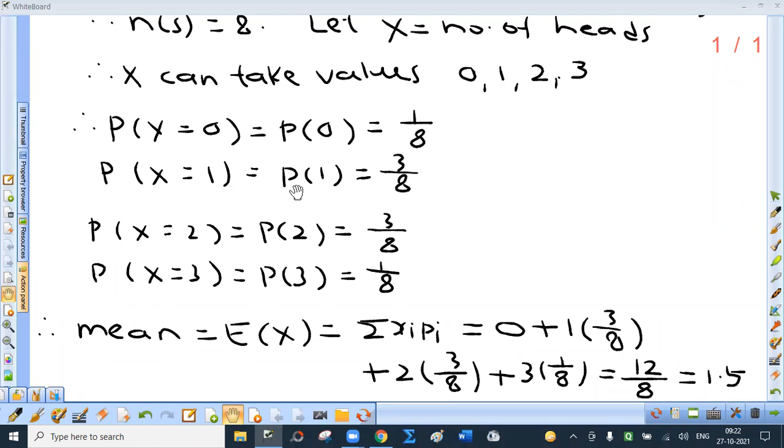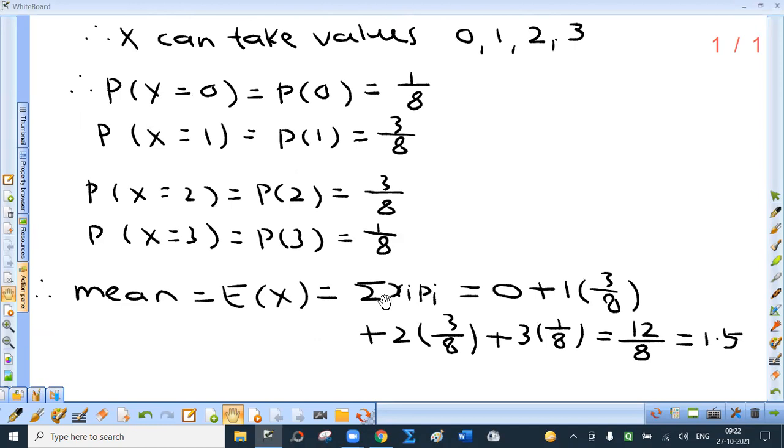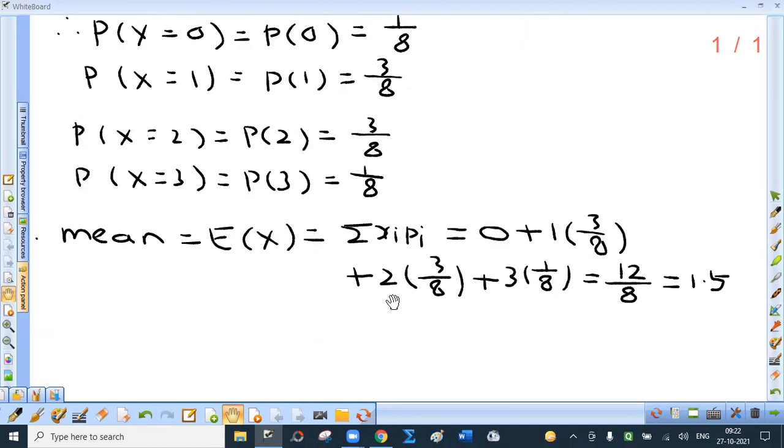P of X equal to 1, exactly one head. HTT, THT, TTH, 3 are in favor out of 8. So 3 by 8. P of X equal to 2, exactly 2 heads, 3 are in favor. All the 3 heads, only 1 in favor, HHH. 1 out of 8, so 1 by 8 is the probability. Now it is mean expected value sigma xi pi. So 0 into 1 upon 8, that is 0, plus 1 into 3 upon 8, plus 2 into 3 upon 8, plus 3 into 1 upon 8, which is nothing but 12 upon 8, that is 1.5.